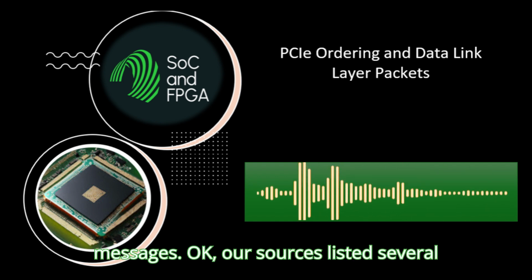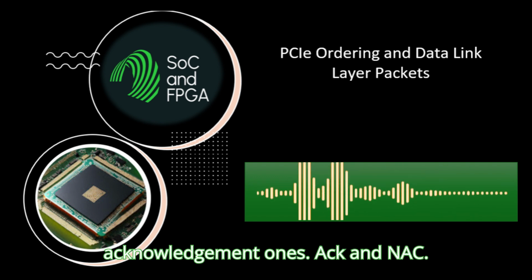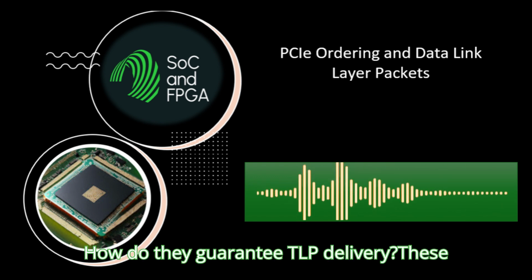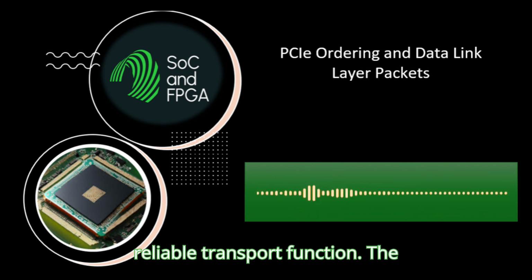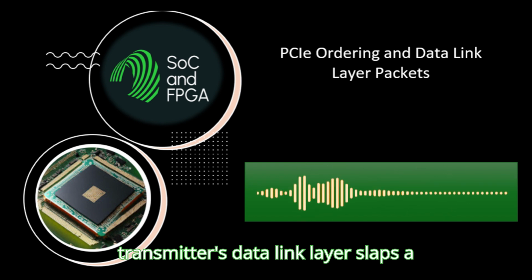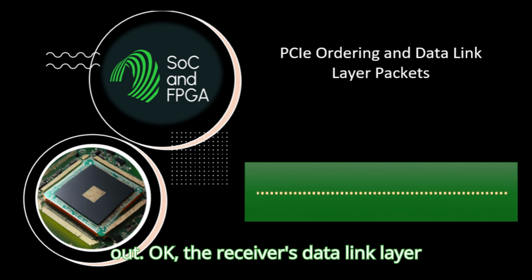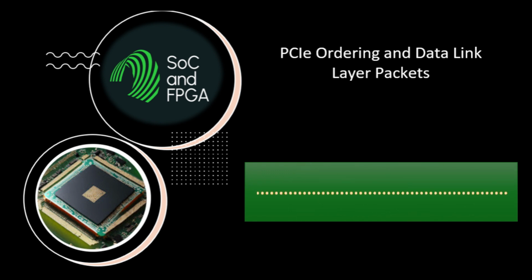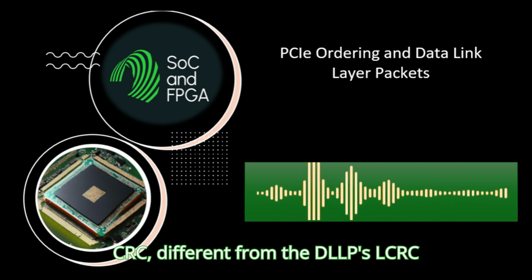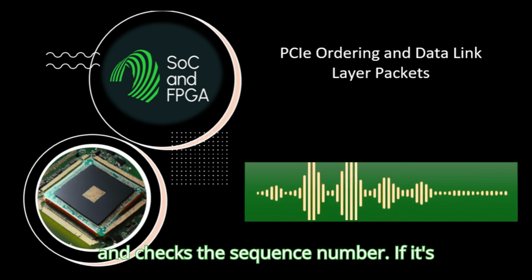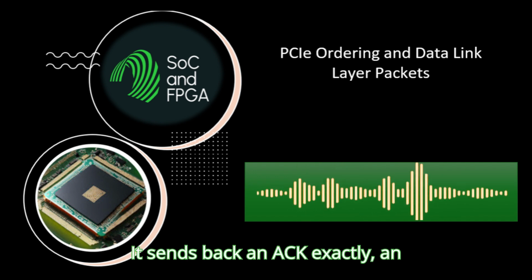Okay, our sources listed several standard types. Let's start with the acknowledgement ones, ACK and NAK. How do they guarantee TLP delivery? These are absolutely fundamental for that reliable transport function. The transmitter's data link layer slaps a sequence number onto every TLP it sends out. The receiver's data link layer checks the TLP for errors using its own CRC, different from the DLLP's LCRC, and checks the sequence number. If it's all good, no errors, expected sequence, it sends back an ACK.